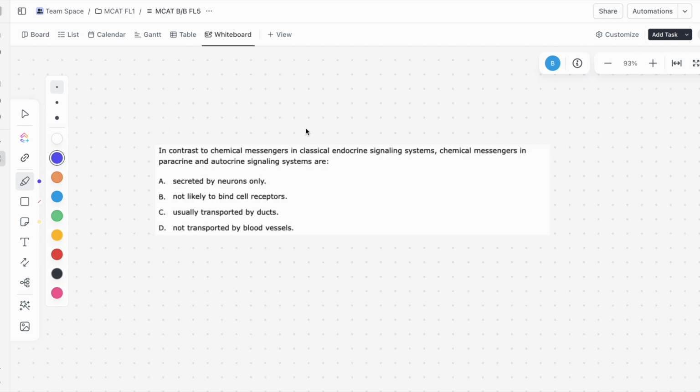So this is question 12, and it says, in contrast to chemical messengers in classical endocrine signaling systems, chemical messengers in paracrine and autocrine signaling systems are blank. So what does this mean? We see three different signaling systems here. We've got to first figure out what those are.